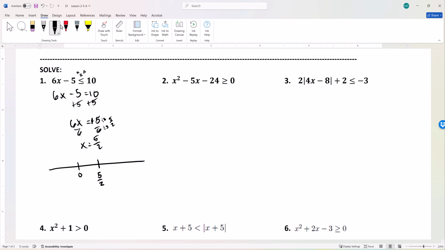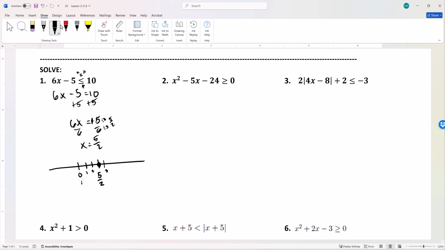This is 0, this is 1, this is 2, this is 3. I'm just emphasizing. But we put it on a number line. It's 5 halves. This tells you if it's an open circle or a closed circle on that boundary, so closed circle. And now I just need to test true and false.